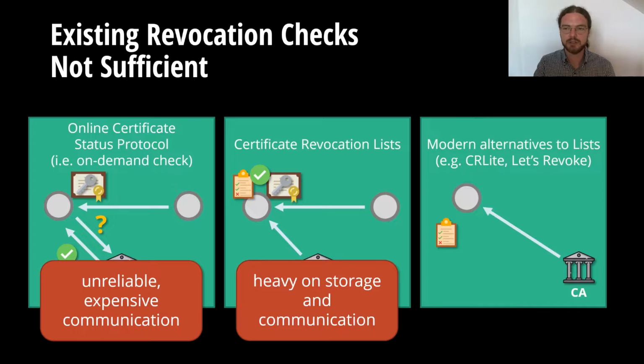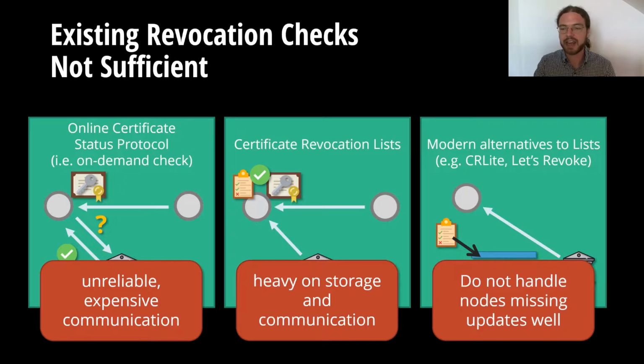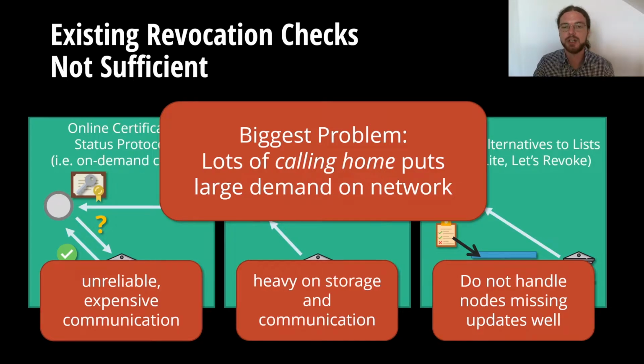Then there's a third alternative, the state-of-the-art alternatives to lists. Essentially they work like certificate revocation lists. For example, you have CRLite or Let's Revoke, but they replace the list with a more clever and efficient data structure to reduce the size of the revocation information. However, these approaches still do not handle cases where nodes miss updates well, because nodes need to re-request revocation data. So overall, aside from some other issues, the biggest problem here is that lots of calling home is needed, which puts a large demand on the network.